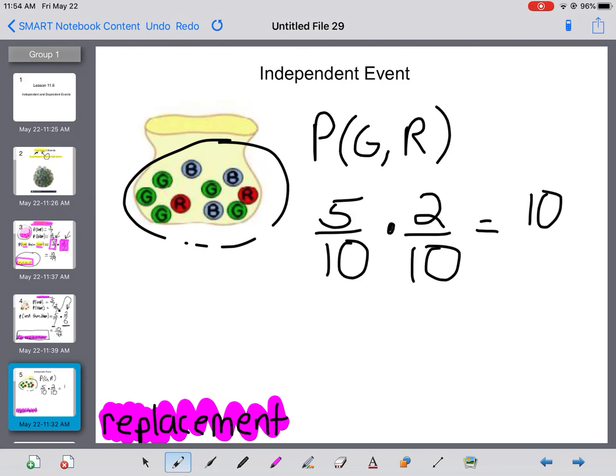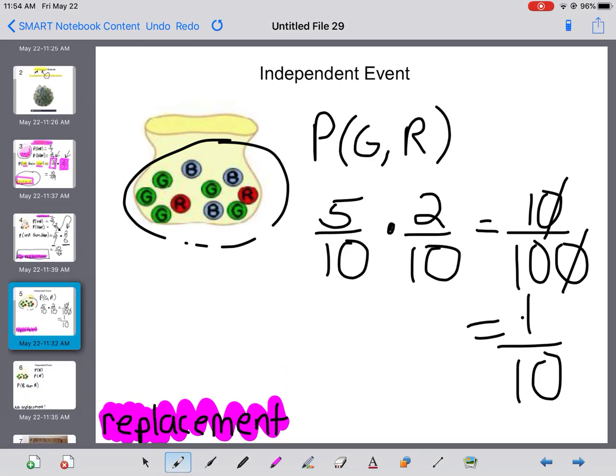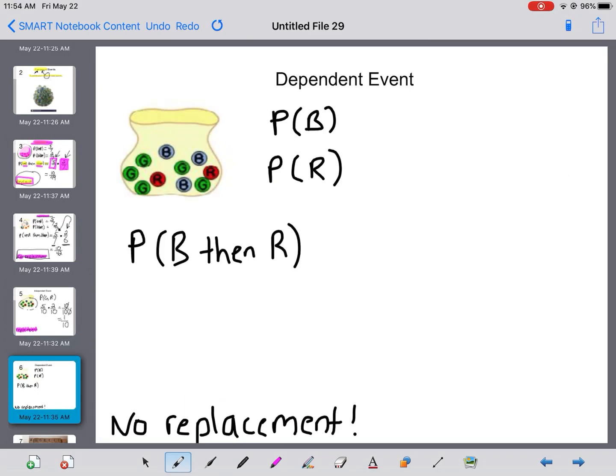And so I do 5 times 2 is 10. And 10 times 10 is 100. I can simplify. So there's a 1 in 10 shot of me pulling out a green marble and then a red marble. It's an independent event. Now let's do the same problem.